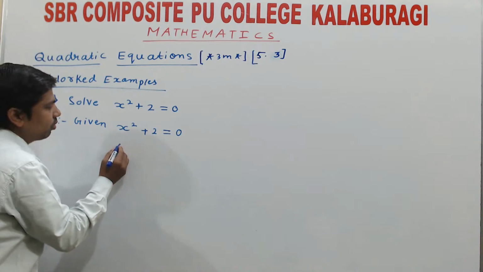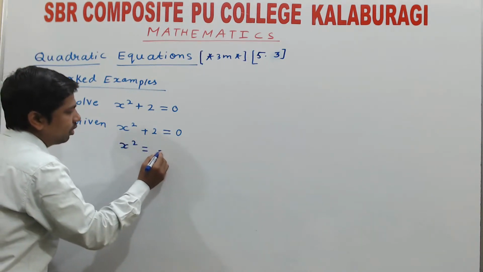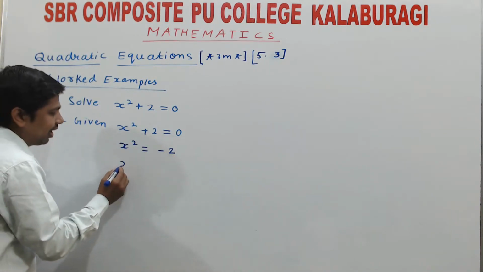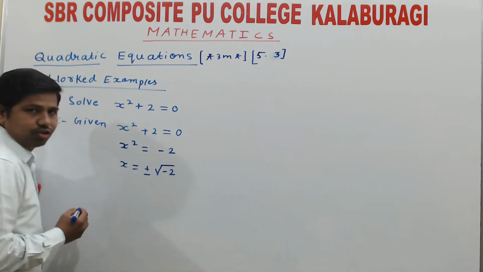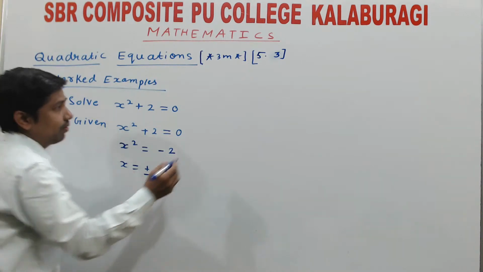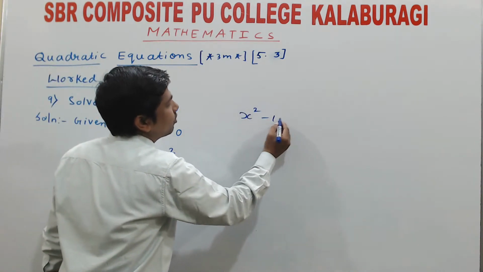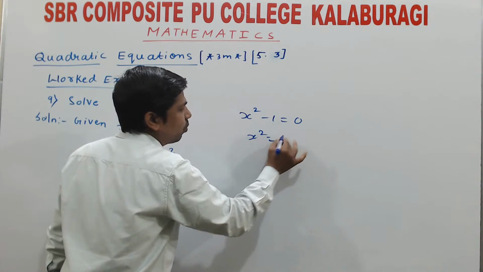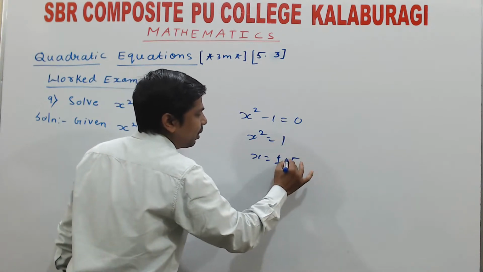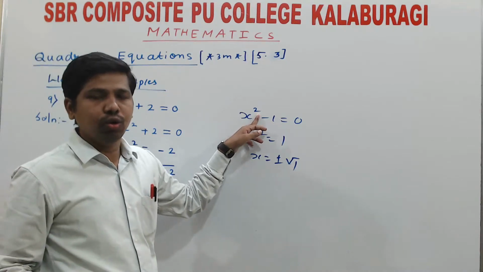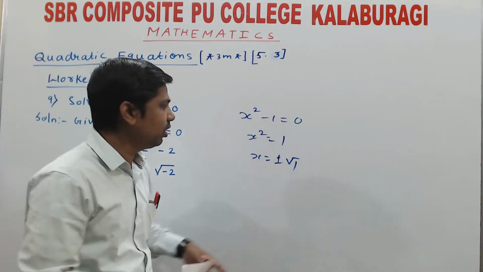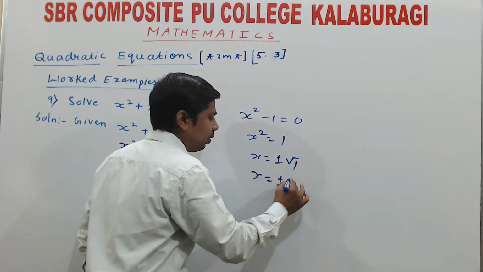So x square plus 2 equal to 0. Then x square equals what? Minus 2, right? Then x equals what? Plus or minus root of minus 2, right? Because when I take x square minus 1 equal to 0, we write x square equals 1, x equals plus or minus root 1. Because what is the highest degree of the variable here? 2. You should have two roots. One is plus 1, and one more is what?